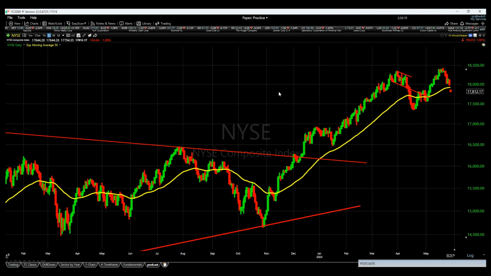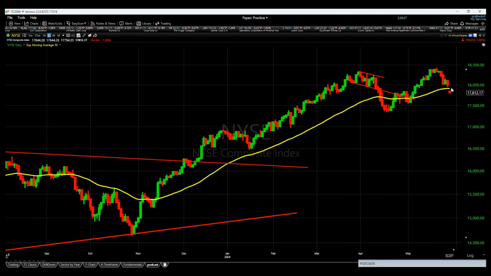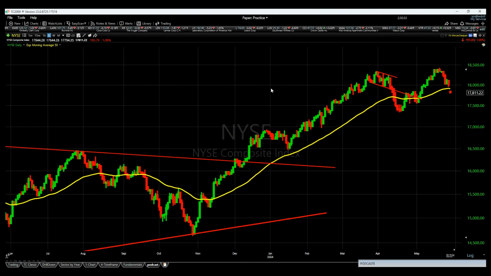Look at that chart. What do we have? We've got a double top. We have a double top here as well, similar to what we saw on the Dow. I'm going to blow this up. So we've gapped down through that 50-day moving average, which, as I explained last time, was important support. So we have a down move in the NYSE as well.